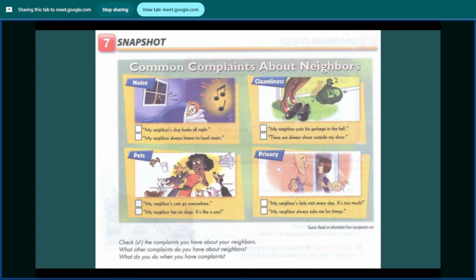Okay. Tejal, my neighbor's dog barks all night. Okay, my neighbor's dog barks all night. Neighborhood is different, neighbor is different. Neighbor is a person and neighborhood is a place that we talk about. So these are two different words. Neighborhood is a place, meaning what is around us, and neighbor is a person. Okay?